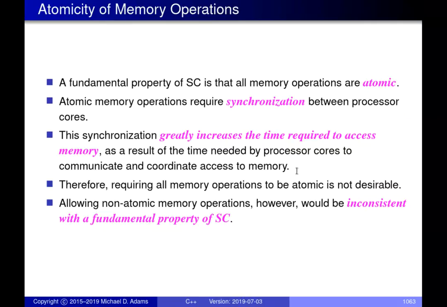The next thing I want to talk about is atomicity of memory operations. Sort of baked into sequential consistency is the fact that memory operations are atomic, or at least they appear as if they're atomic. For our purposes, essentially they're atomic. And the downside of this is that atomic memory operations require synchronization. Because again, an atomic memory operation is a memory operation that's guaranteed to go from start to finish without any other intervening accesses to that memory location.